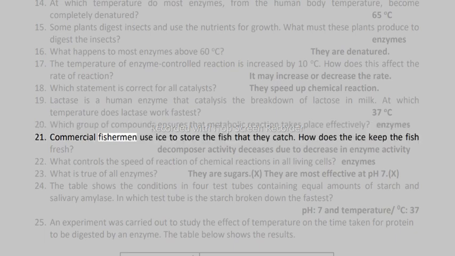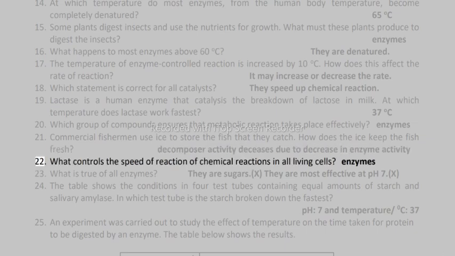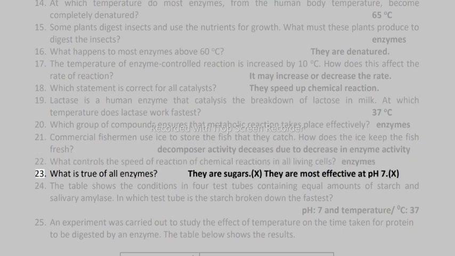21. Commercial fishermen use ice to store the fish that they catch. How does the ice keep the fish fresh? Decomposer activity decreases due to decrease in enzyme activity. 22. What controls the speed of reaction of chemical reactions in all living cells? Enzymes. 23. What is true of all enzymes? They are sugars. X. They are most effective at pH 7.